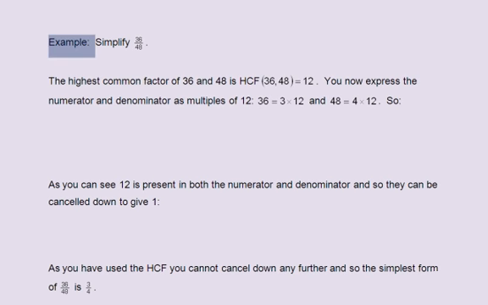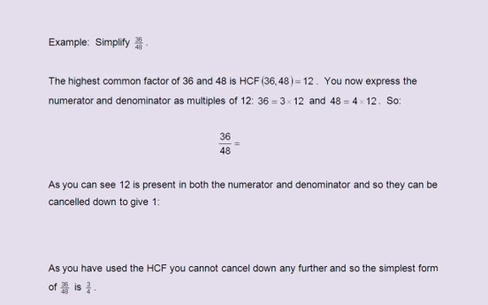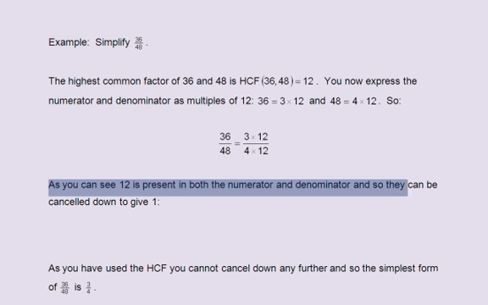Example. Simplify 36 over 48. The highest common factor of 36 and 48 is 12, HCF(36, 48) = 12. You now express the numerator and denominator as multiples of 12. So, 36 equals 3 times 12 and 48 equals 4 times 12. So, 36 divided by 48 equals 3 multiplied by 12 divided by 4 multiplied by 12. As you can see, 12 is present in both the numerator and denominator, and so they can be cancelled down to give 1.